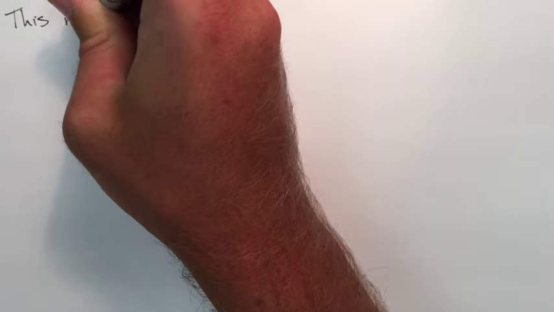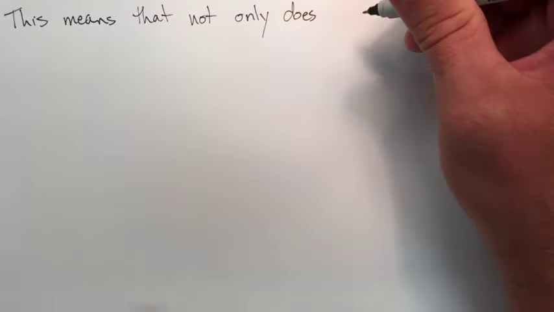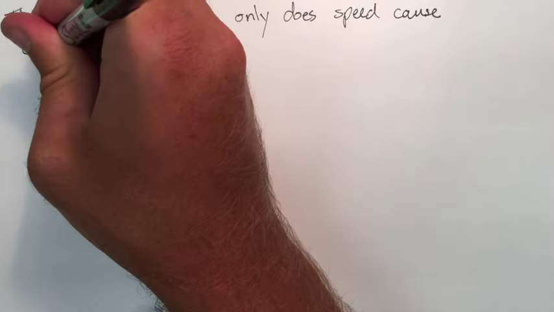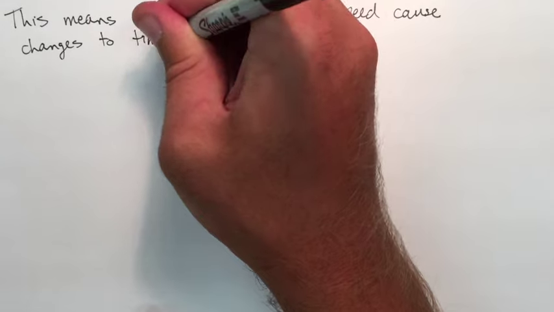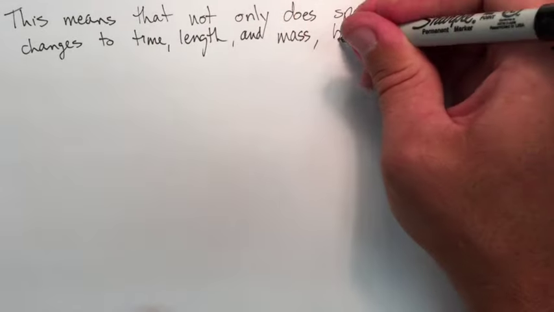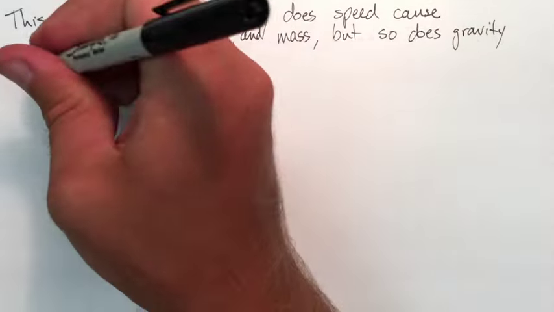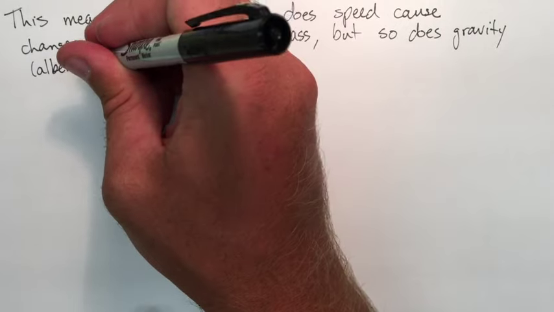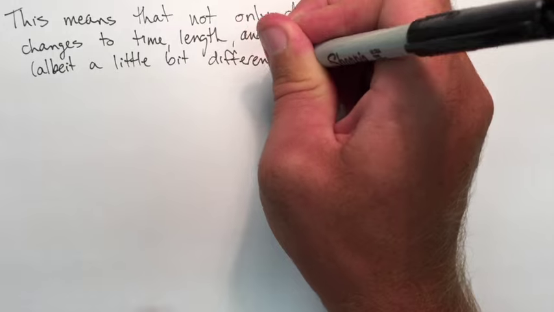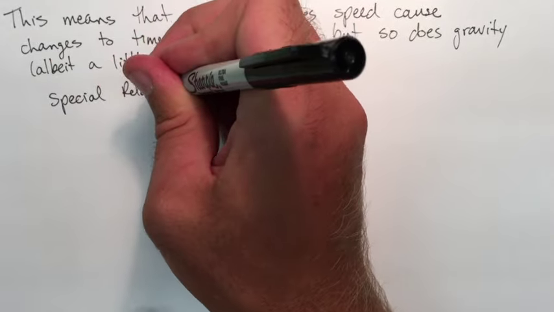This means that not only does speed cause changes in time, length and mass, but so does gravity, although a little bit differently. We're going to notice that as you go into a heavier gravitational environment, time also becomes warped because of that force of gravity. More gravity means more warping of time. This means on the surface of Earth, time ticks a little slower than it would somewhere up near the space station.